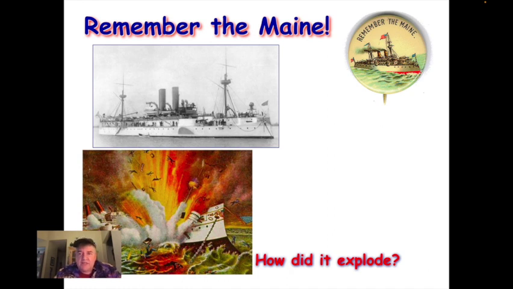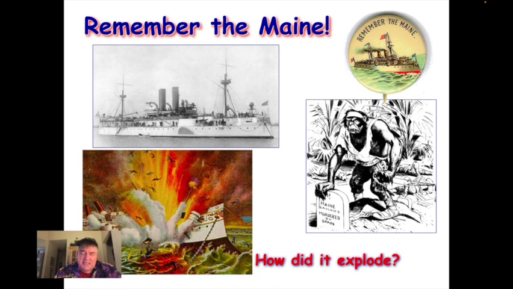All right? We see a little button right there. And so this appears in newspapers. Look at that Neanderthal, that beast, that caveman with the belt that says Spain. Yeah, that's Spain. And look what he's doing. Maine sailors murdered by Spain. Even though that's probably not even close to being true, that's what the yellow journalism is going to say.